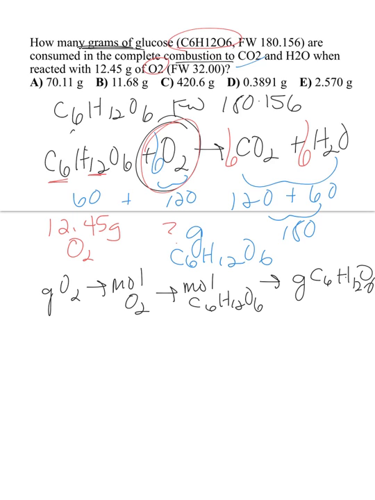Now, in order to do this, of course, you have to use the molar mass. And to go from mole to mole of one substance to the other, you need to use the coefficients in your balanced equation. And then to go from mole to gram, you're going to use molar mass again. So now that's your plan. And now you do your plan.